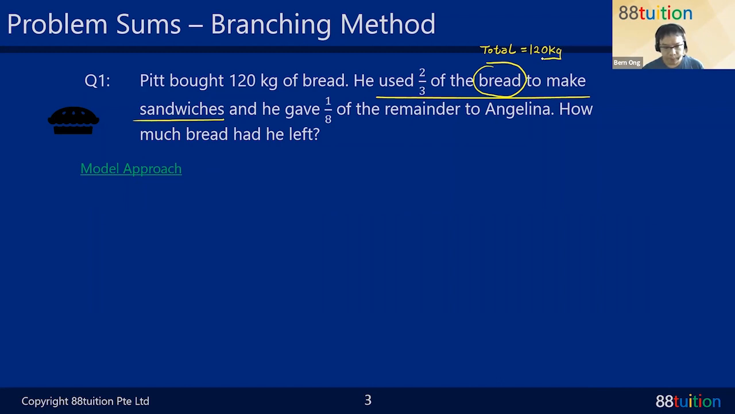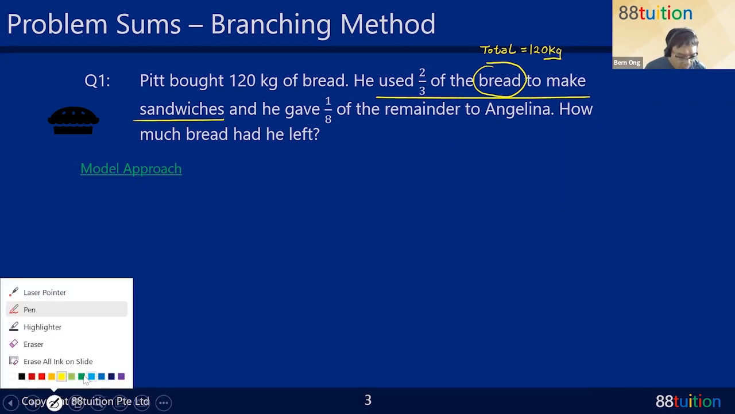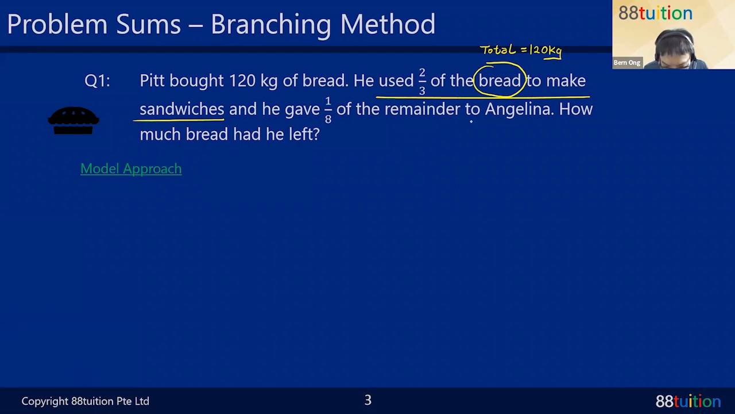Is that true? Next, he gave 1/8 of the remainder. Children, this portion, 1/8 of the remainder. This remainder, is it the 120 kg? Of course, it is not. It's not the 120 kg. If you're referring to the 120 kg, it would have said he gave 1/8 of the total, or he gave 1/8 of the bread. But the question didn't say that. The question said he gave 1/8 of the remainder. So there's a difference? Yes. That's the reason why there are two different colors, the yellow and the green. Can you see that? How much bread had he left?